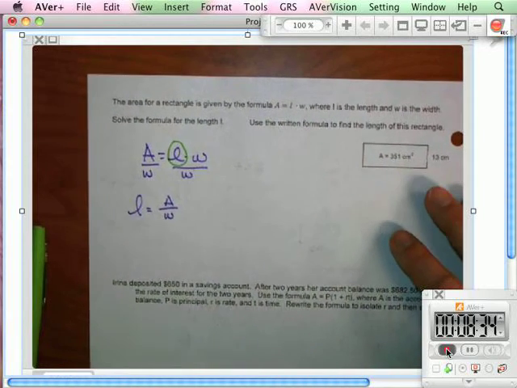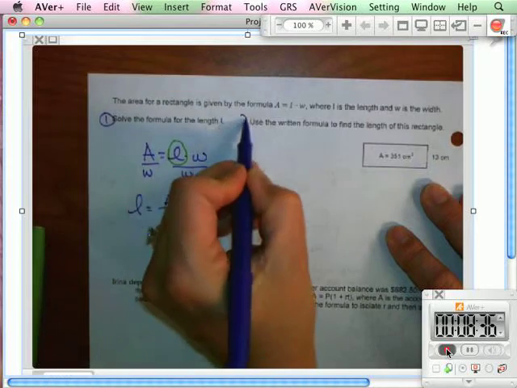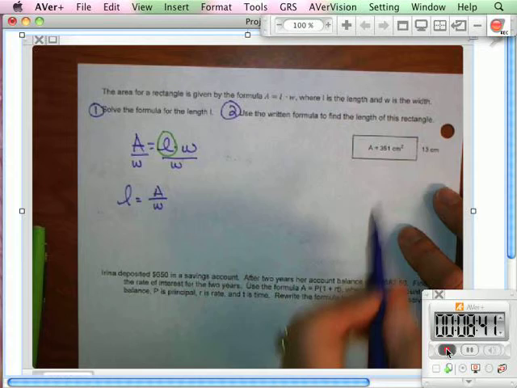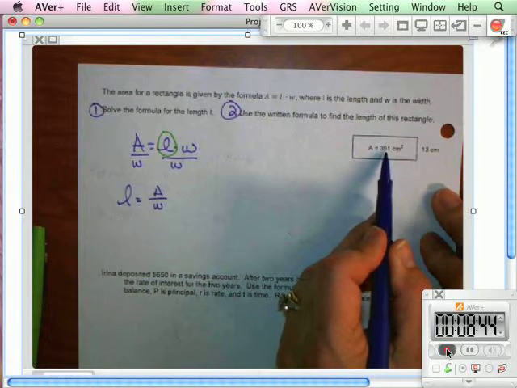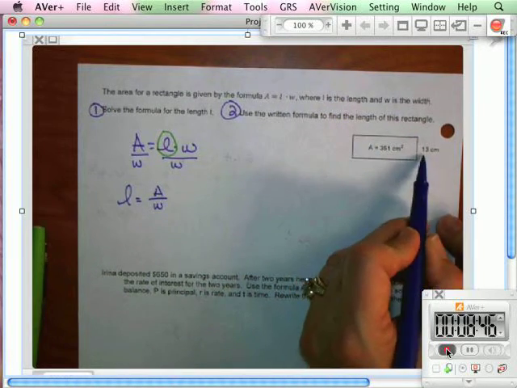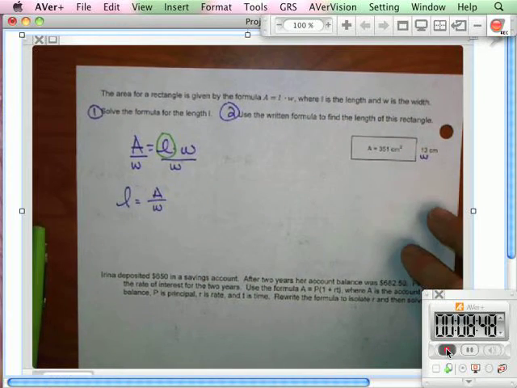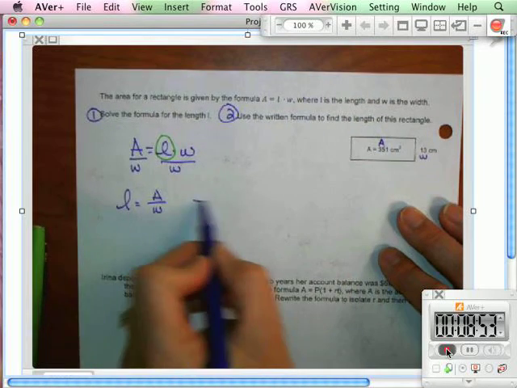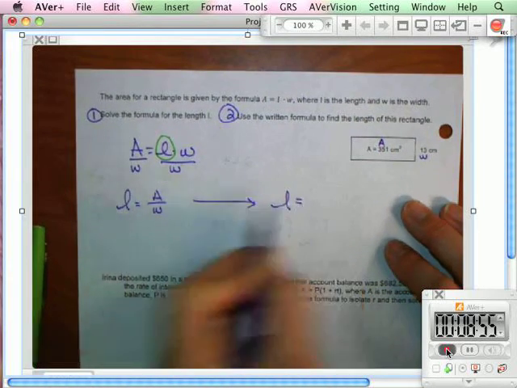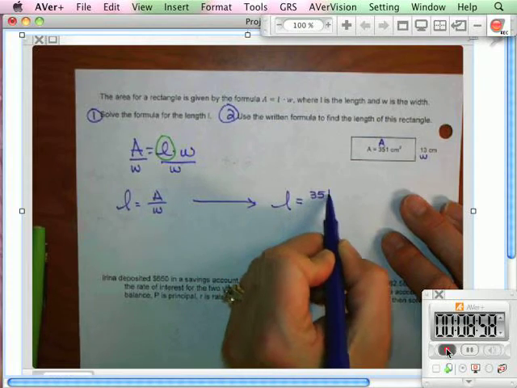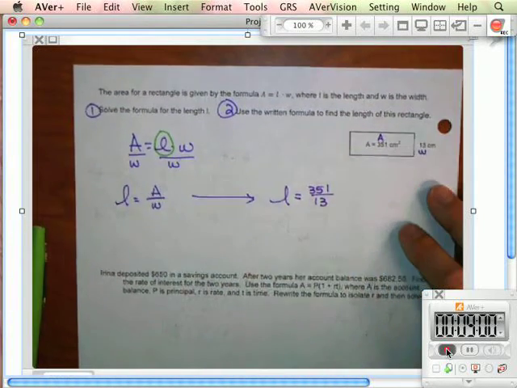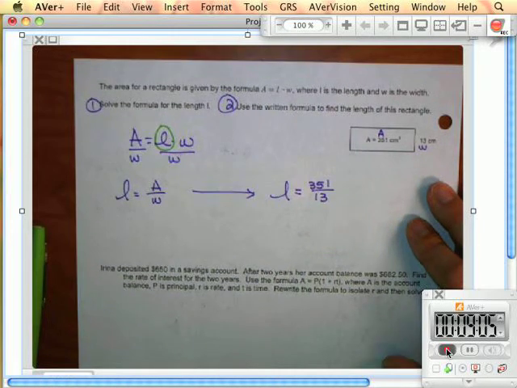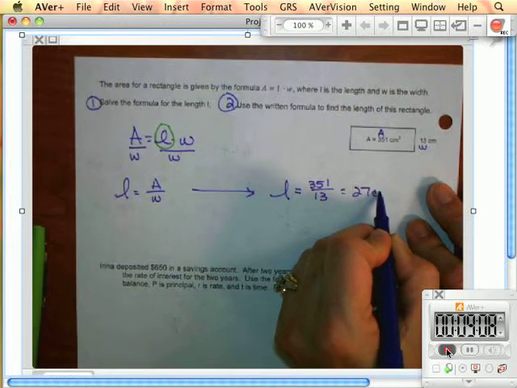So that was part 1. Part 2 says, use the written formula to find the length of this rectangle right here. They gave me A. If I need to know the length, then this is my width, right? This is my A. So I just plug it into my formula. Length is equal to 351 divided by 13, which equals 27 centimeters.